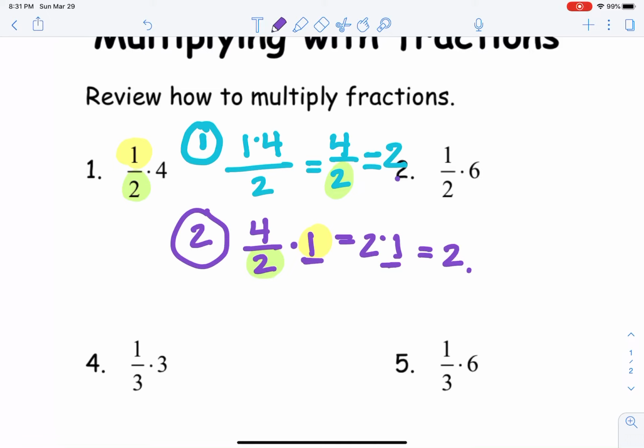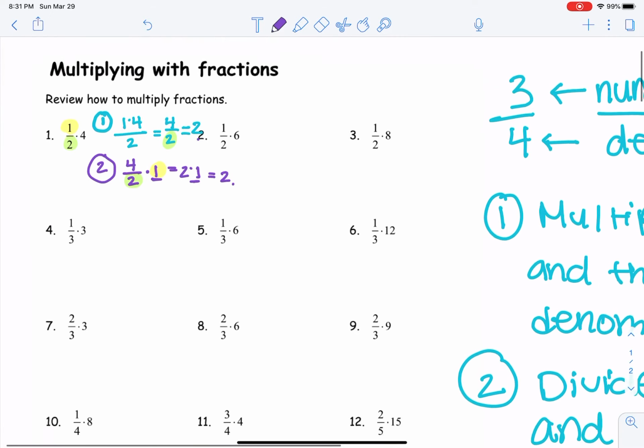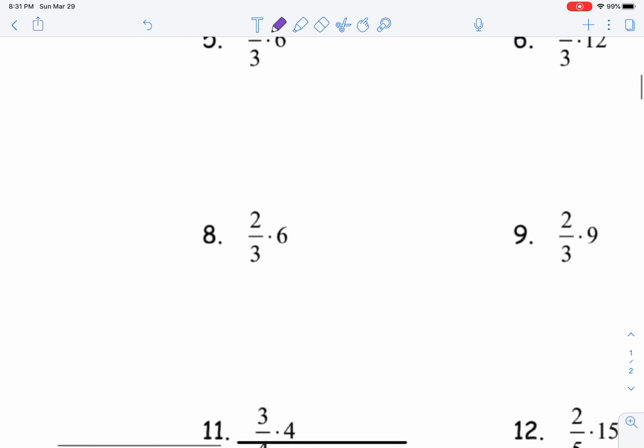Okay, this might seem a little bit complicated, but it's okay. Just pick one method and stick to that one. I sometimes switch between which one is easier.